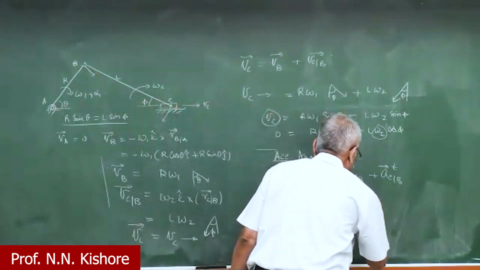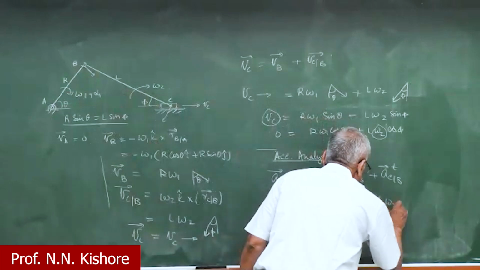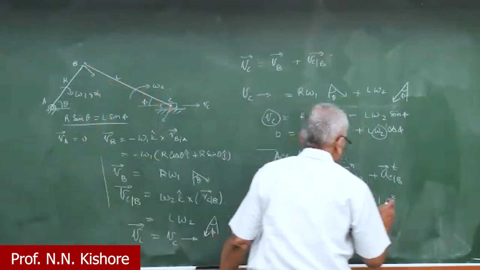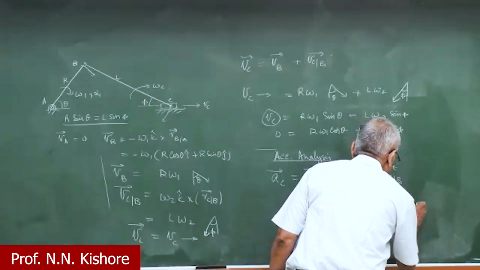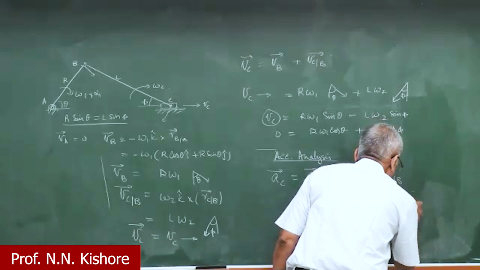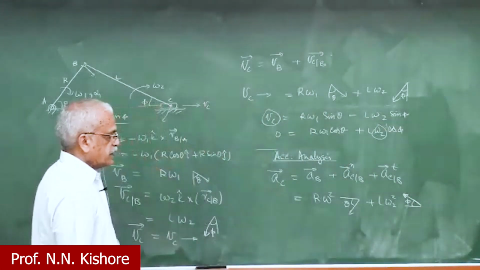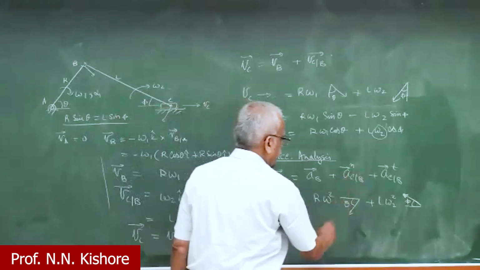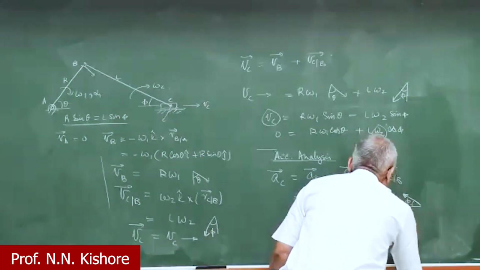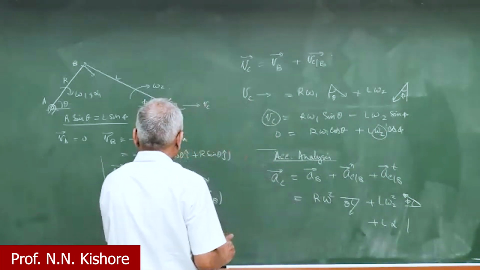And for C with respect to B, the normal component I can write as L omega 2 squared, directed from C to B, right? We can write it like that. And one more thing, the tangential component of C with respect to B is L alpha, and this is more or less in the same direction as this.